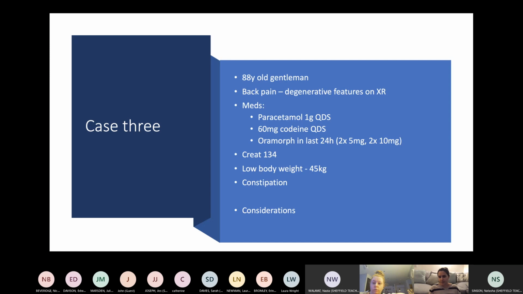Personally, I tend to prefer patches purely because once they are at the level, it does take a couple of days for them to absorb, and you might need to use a bit more breakthrough medication in between. I probably wouldn't leave him on the codeine. Sometimes we do bridge codeine onto Butrans patches, but I probably wouldn't in this circumstance because of his creatinine clearance, which is probably about 20, and his age.